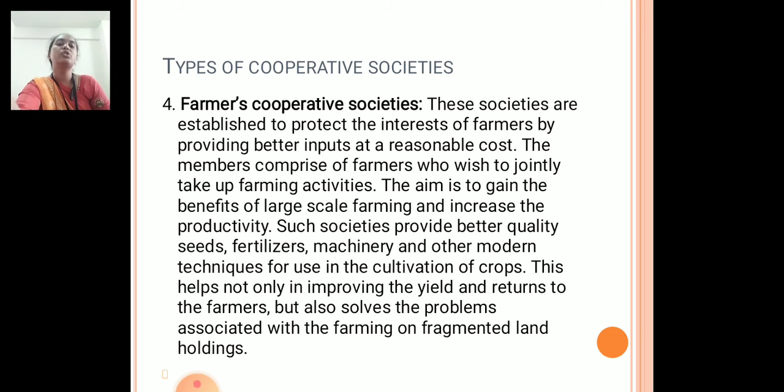The aim is to gain the benefits of large scale farming. Suppose I am a farmer and I have very little land, only half an acre. Compared to me, if a person has 20 acres of land, he can reap the benefits of growing on a large scale.